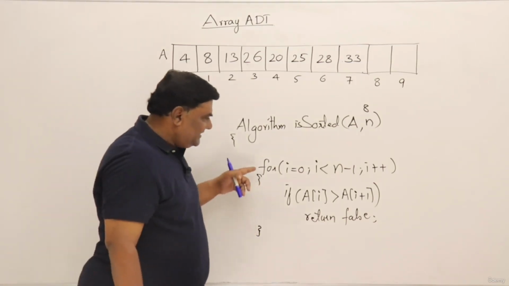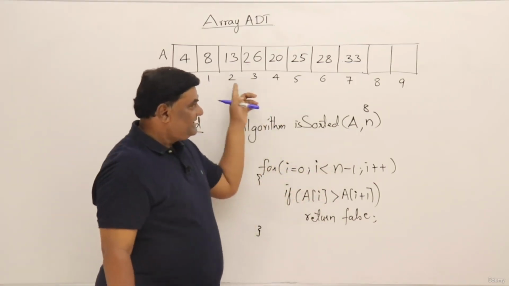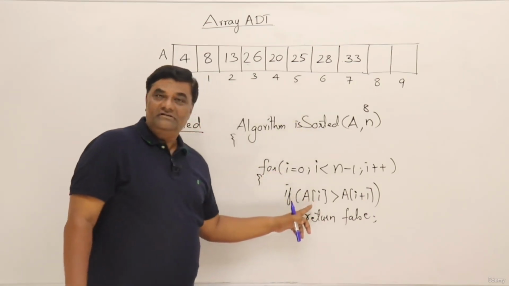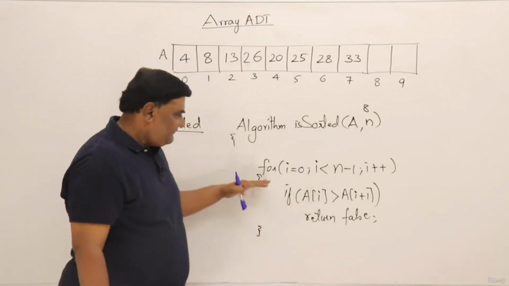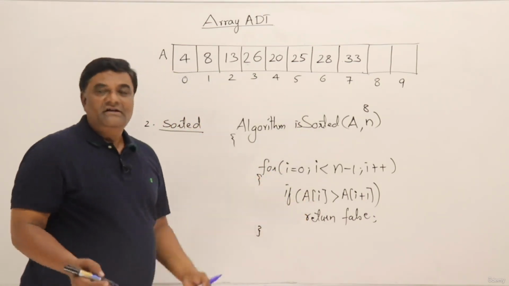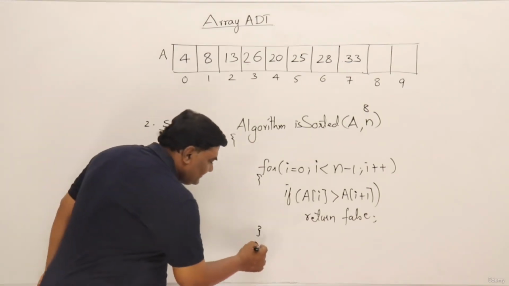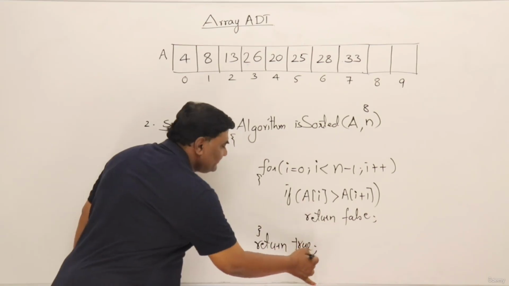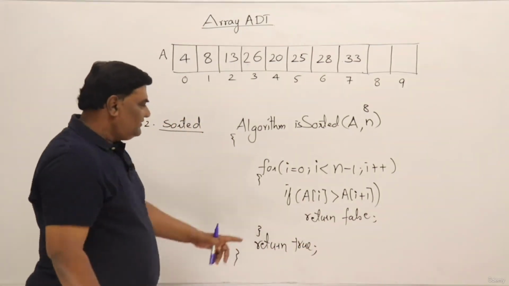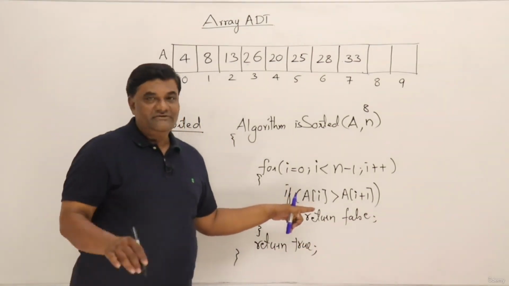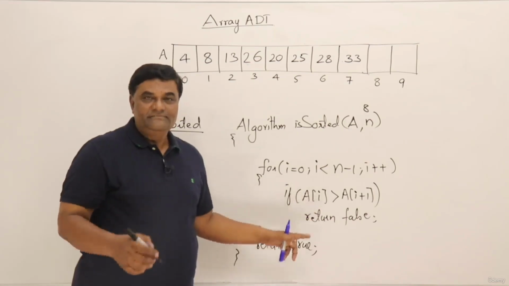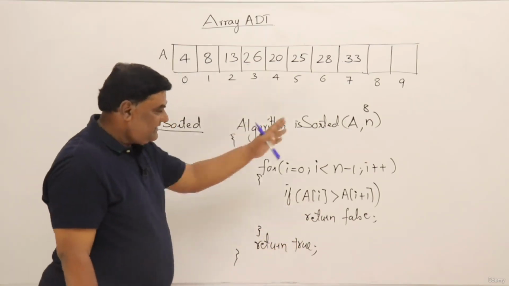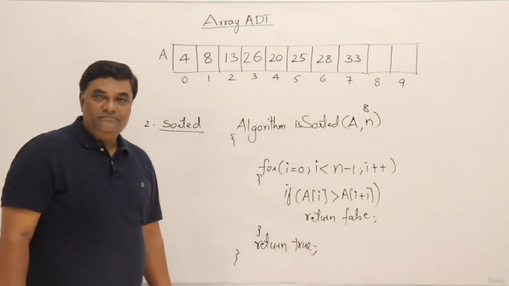If we have completed the whole array and we never came across such a pair of elements, we have finished the array, which means the list is sorted. So from here we can say return true. That means the list is sorted. So if at any time this condition is true, it will stop and say false. Otherwise it has reached the end, and it will return true.